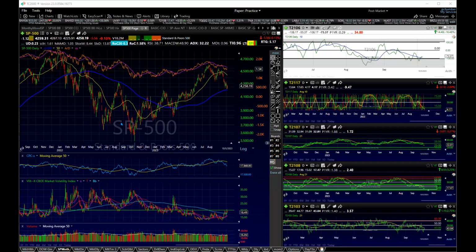So here's the S&P 500, and the blue line is the 200-day. So we can see, we had a nice little run above it, and we were also above the 50.